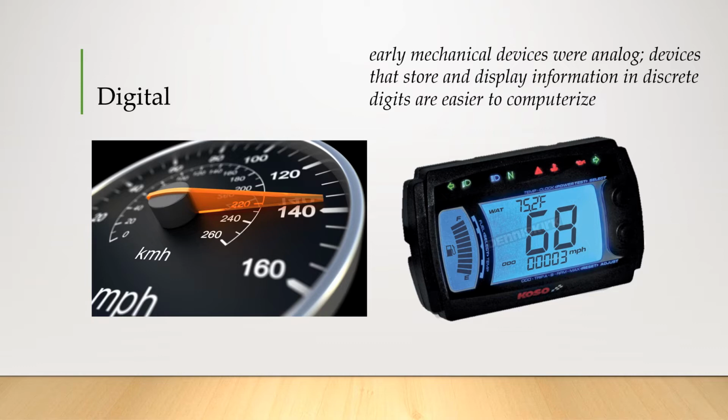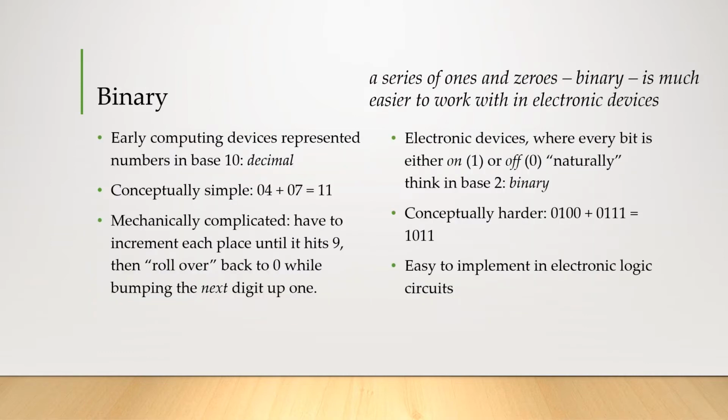So the right-hand side of this slide shows a modern speedometer that shows you your speed in digital miles per hour, has a digital odometer, and in this case, even has a digital air temperature indicator.